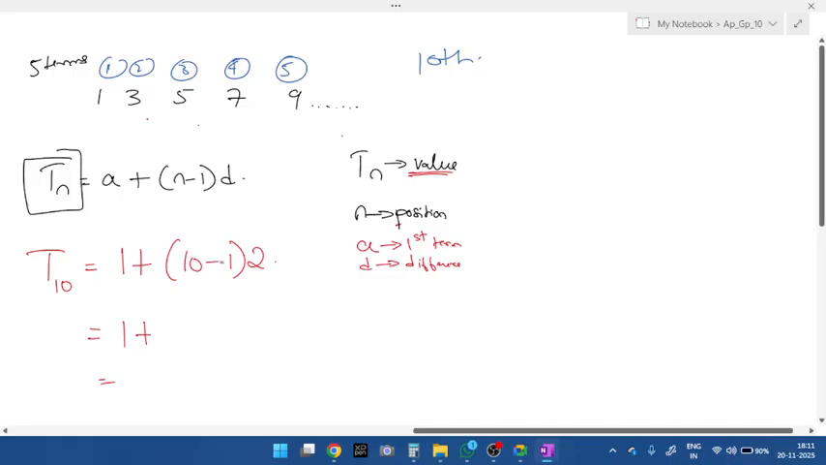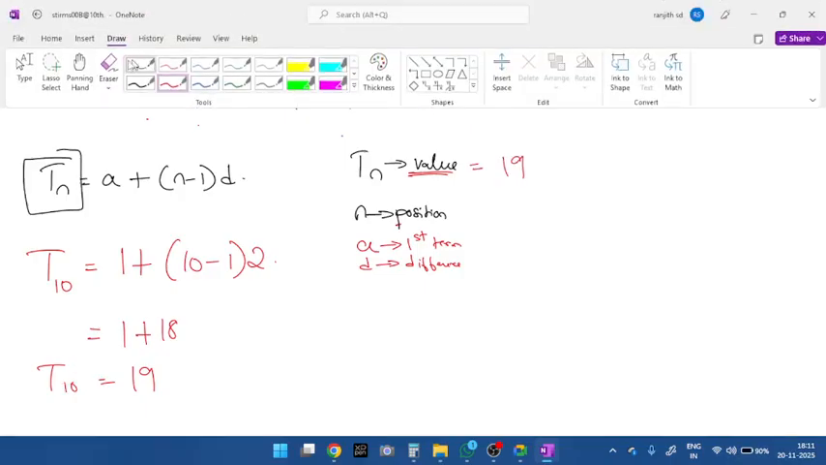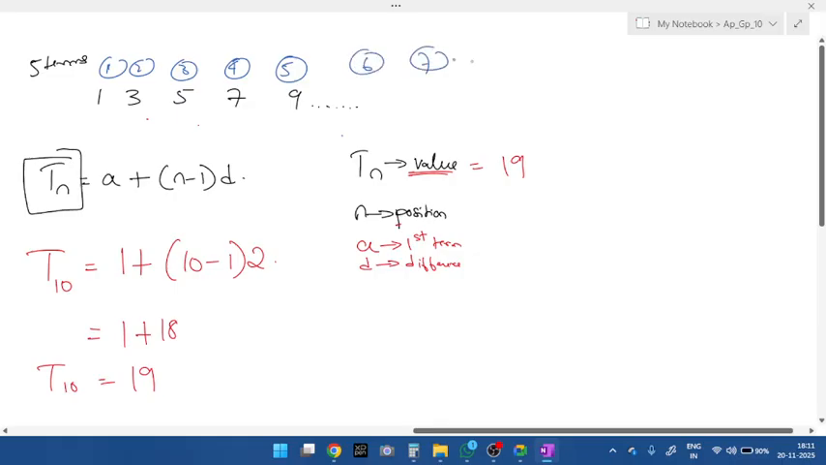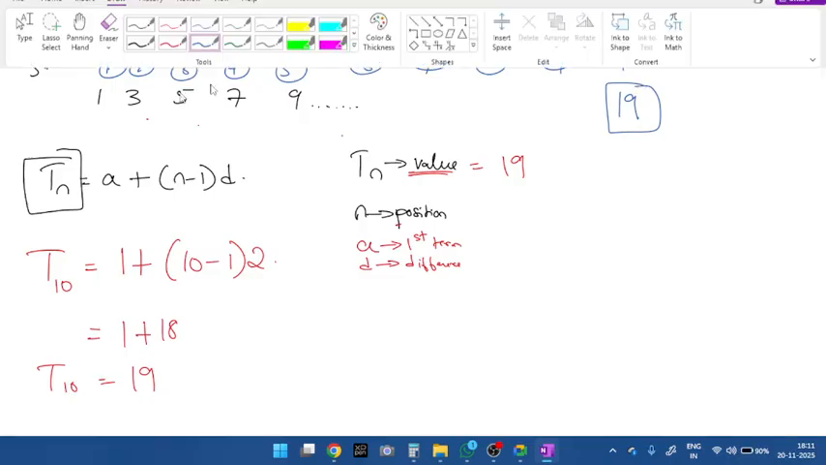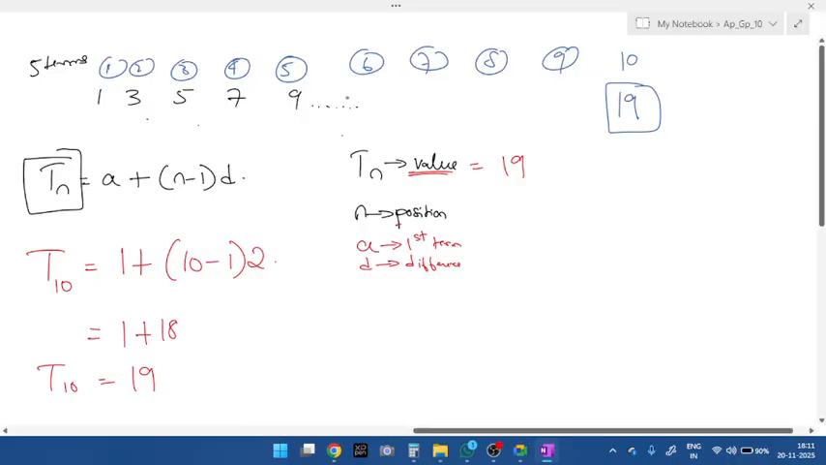10 minus 1 is 9. 9 into 2 is 18. 18 plus 1, T of 10. What is the value? 19, right? In the 10th position, we have 19. We don't know what is there in 6, 7, 8, 9, 10. Fine. So difference is 2. 11, 13, 15, 17, 19. Is it clear? All of you understood? Understood the first step? First step is done.